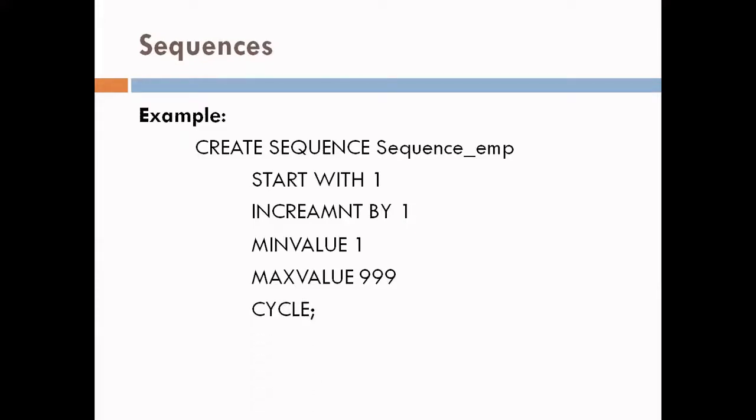And here I have written cycle. The meaning of cycle is that when I reach 999, my sequence will again restart from number 1. That is the use of cycle. And if I'm not specifying that, then whenever my sequence reaches 999, at the same moment, my sequence will stop.